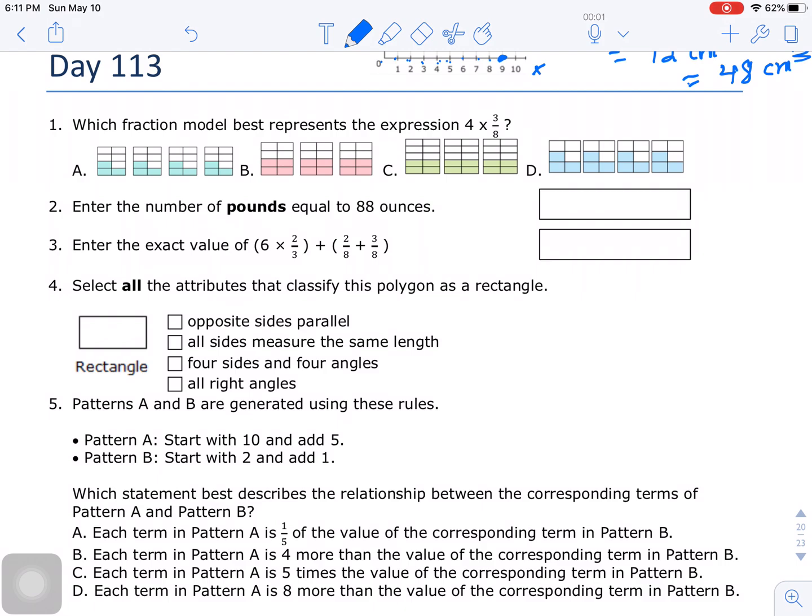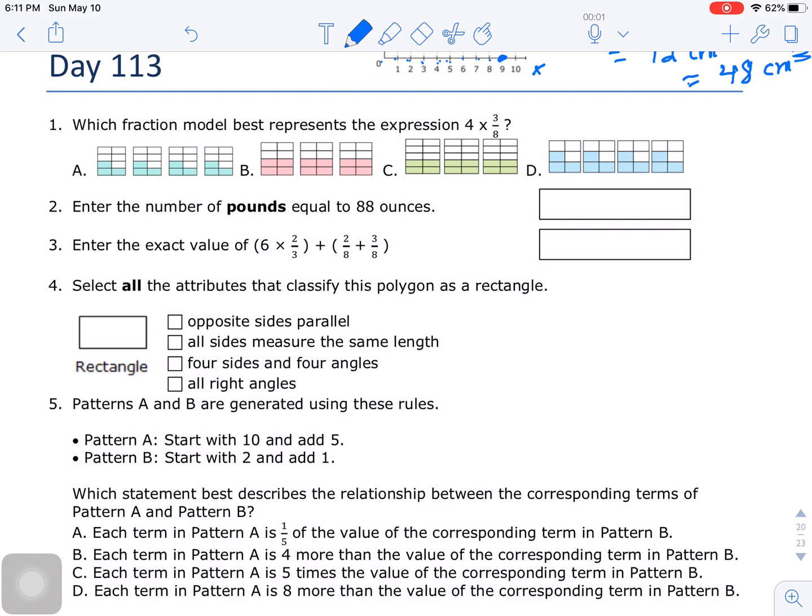Let's read problem number 1. Which fraction model best represents the expression 4 times 3/8? So remember, when we have multiplication, one of the things that we can do is think of copies of. So which one of these has 4 of something? And we're looking for 4 copies of 3/8.